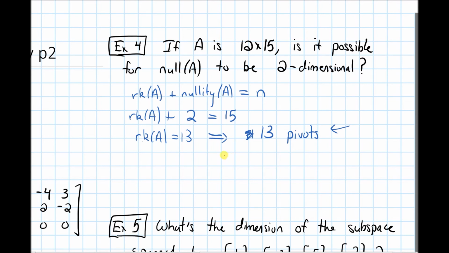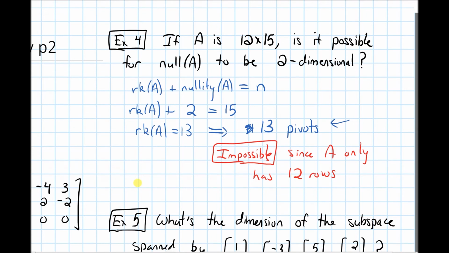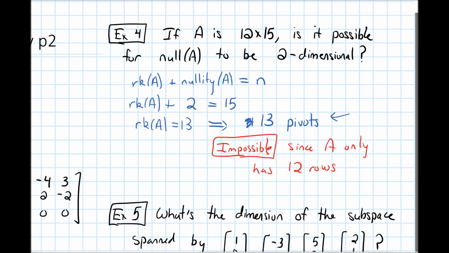Okay, so hopefully you thought about it for about 30 seconds. It turns out, though, that this is impossible. I can't have 13 pivots since A only has 12 rows here. Since it only has 12 rows, the most pivots we could have is 12. So that's the answer to 4. Let's do another example.